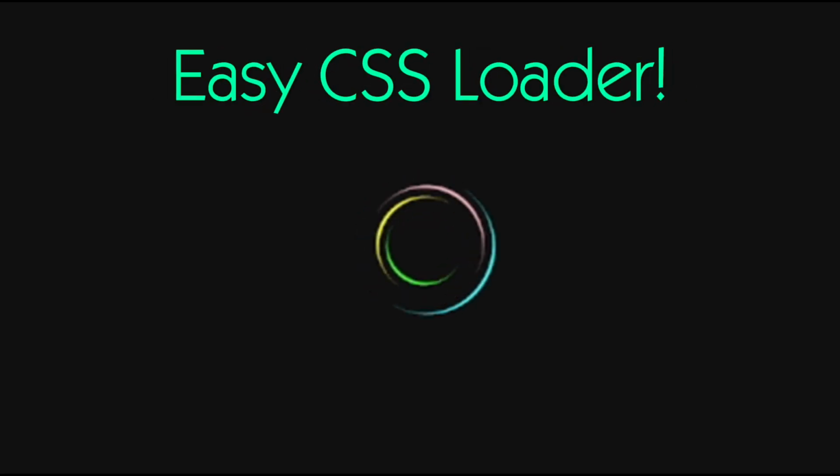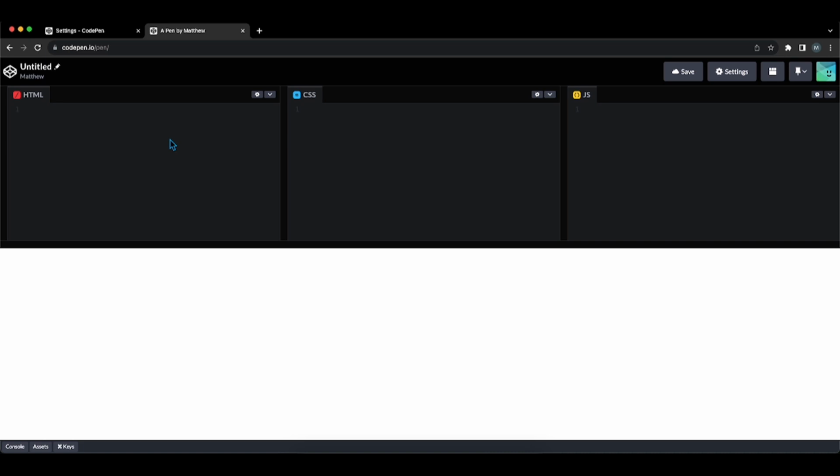Today we're going to be building an easy CSS loader. There's no JavaScript involved at all. So first, what we're going to do is just standard 4 divs, right in the middle, because it's going to be a 4-part loader, as you saw. And obviously we're going to give them each a different ID so that you can target each one individually. You don't have to do it this way, but this is going to be the easiest way.